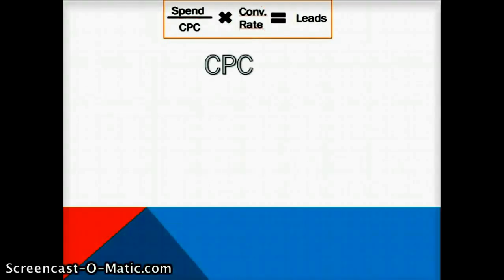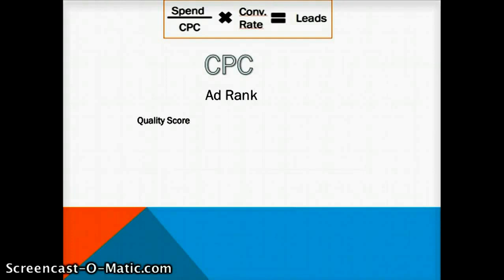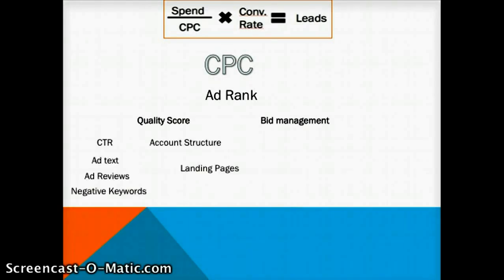So first, cost per click. How do we control cost per click? The way that Google tells us how much we're going to pay for each of our clicks is based on our ad rank, and so that comes down to either quality score or bid management. For quality score, there are all these optimizations that we can make. There's click-through rate. Ad text determines click-through rate. Ad reviews determine what your ad text is. Negative keywords make sure that all of the things that you're targeting are actually going to receive clicks, which again goes back to click-through rate. Your account structure also plays a part in that, as do the landing pages. And then bid management is pretty self-explanatory.